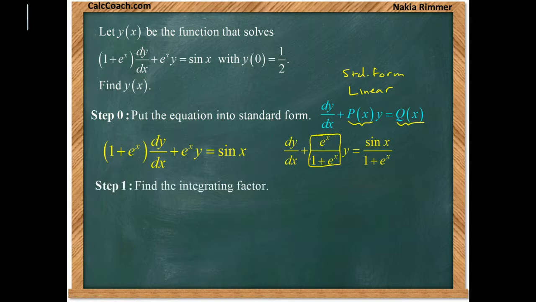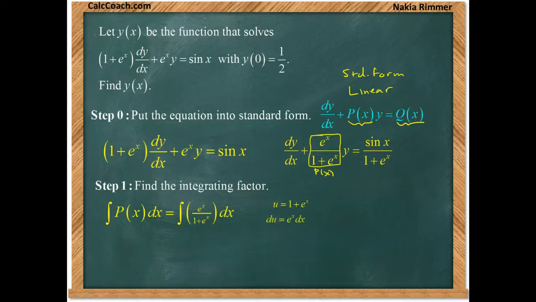Because the next step in the process is for us to find the integrating factor, and it starts with integrating p of x. How do you integrate e to the x over 1 plus e to the x? Well, you need a u sub. Let u be the entire denominator, because its derivative is basically the numerator, e to the x dx. So you'll be integrating 1 over u du, which is the natural log of u. So the antiderivative of e to the x over 1 plus e to the x is the natural log of 1 plus e to the x.